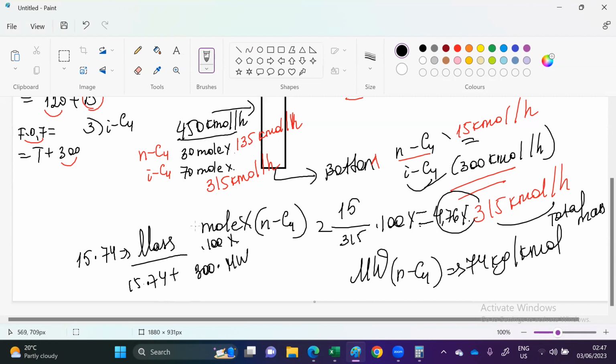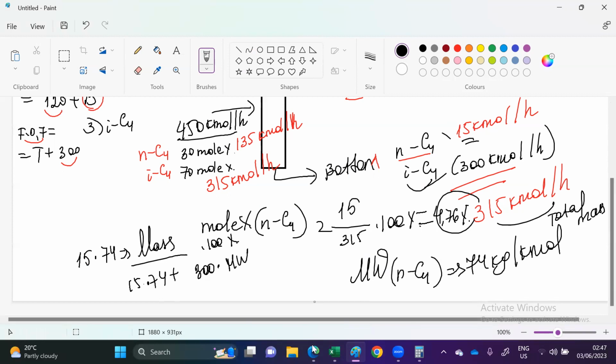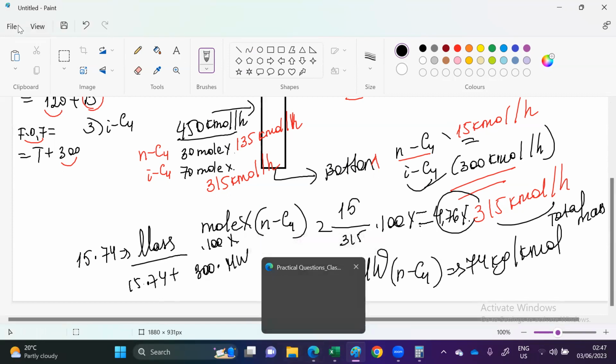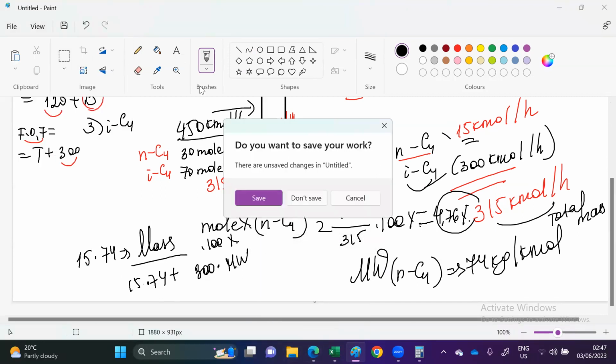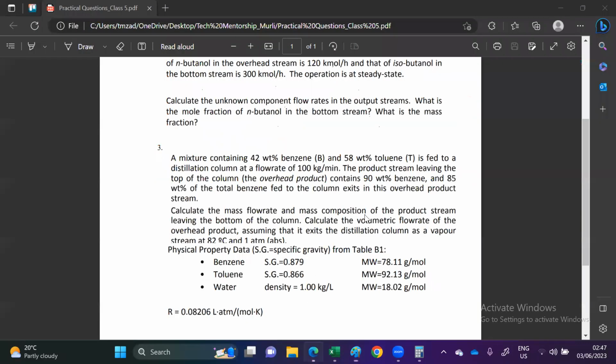So I didn't want to lose time calculating this one, but the overall procedure will be like this. Hopefully you have no question from this second practical assignment. So let's go to the new and the last one.